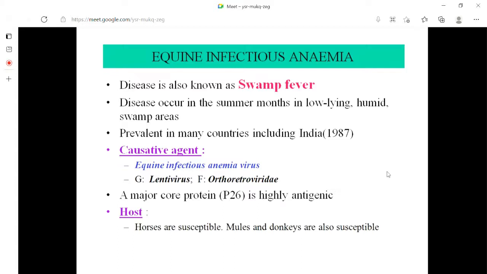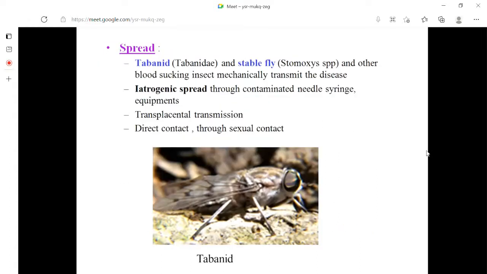Okay, so the causative organism is a lentivirus. As you know, lentiviruses are an example of slow virus infection: equine infectious anemia virus. The hosts are equine species. Horses, mules and donkeys are susceptible, although serum antibodies have been detected in sheep, goats and other species, clinical infection has not been seen in other species.